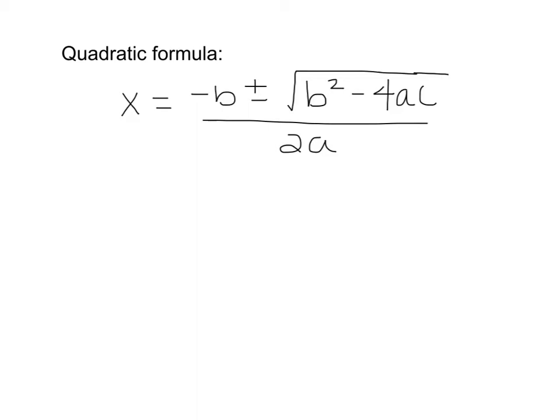by 2a. So a lot of people just think that the 2a is only being divided by the radical. It's actually being divided by everything that's in the numerator.